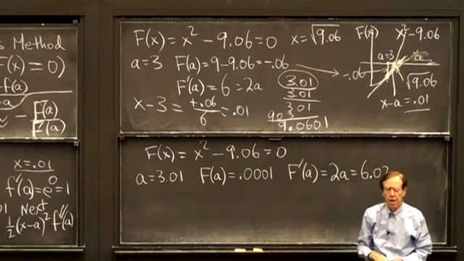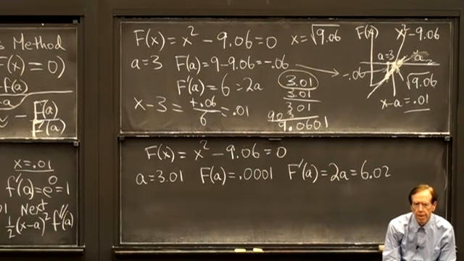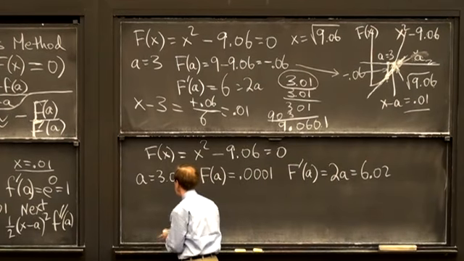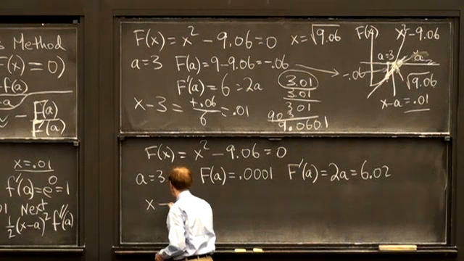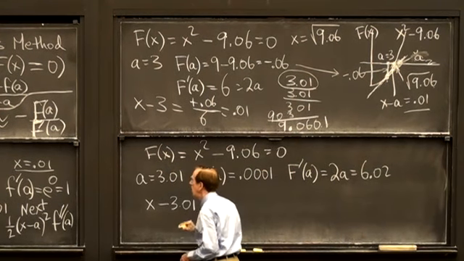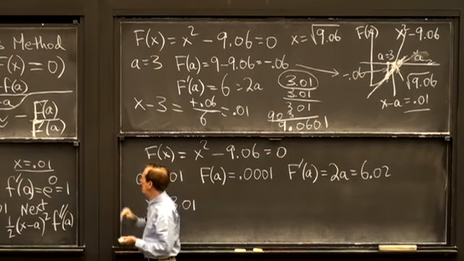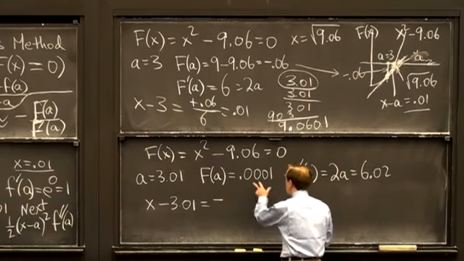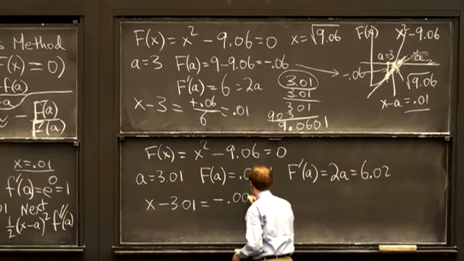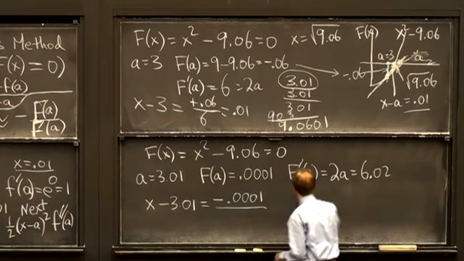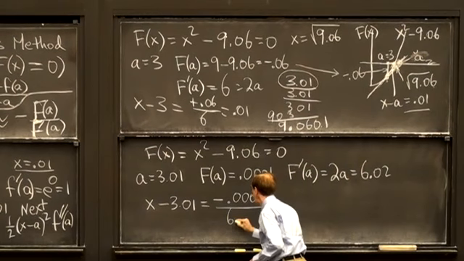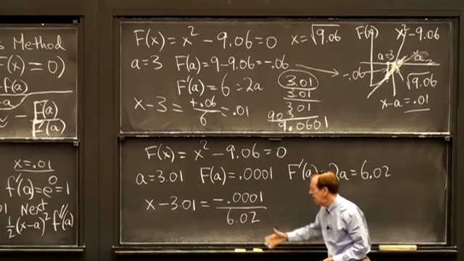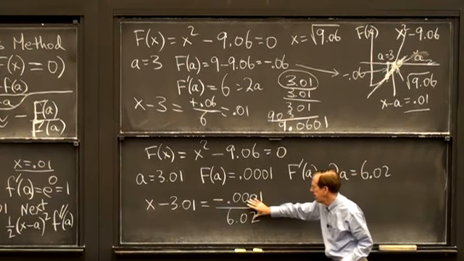And now let's find the new x, the highly improved x, the better than 3.01. So Newton's method says the new x minus a, I'm just using Newton's formula, x minus the a is supposed to be minus the f of a, so that's 0.0001 divided by f prime of a, 6.02. This is the delta x, you could say. This is the little correction.